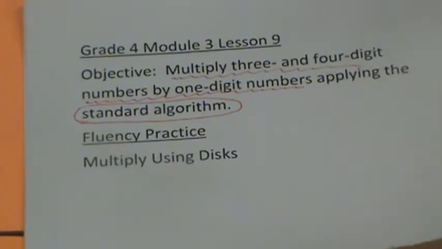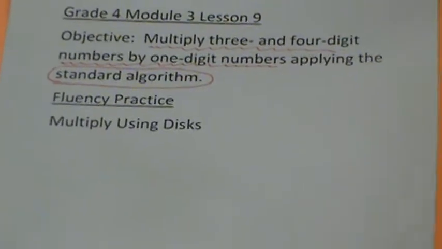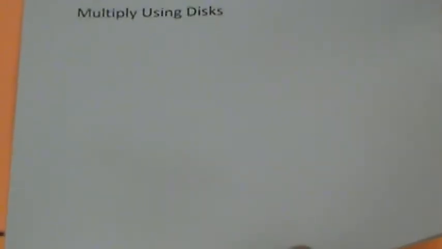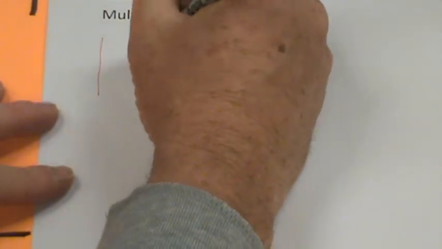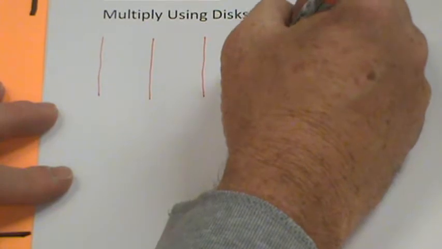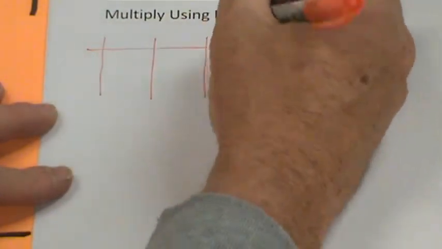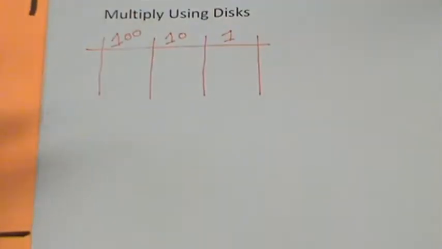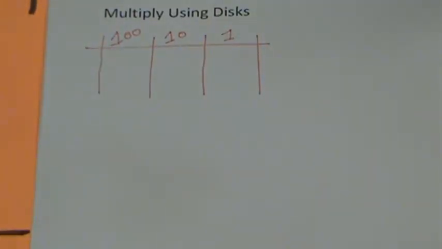All right, first of all, we're going to do a little fluency practice. Let's start off with a place value chart. Not a place value chart. Yes, a place value chart. Make it kind of small because we're going to be doing a few of these. And this is 1, 10, 100. So make your place value chart like that. 1, 10, and 100.